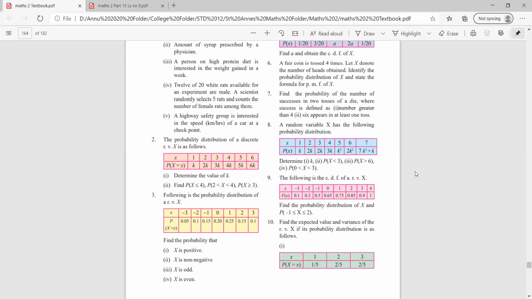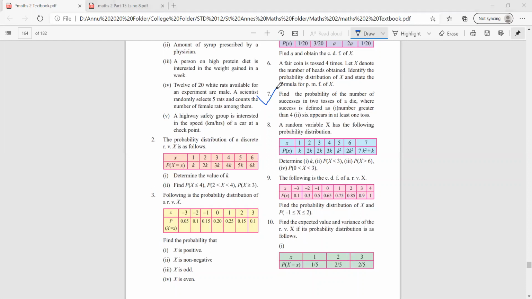So, as you all know, we are solving the miscellaneous exercise of lesson number 8 of probability distributions of Maths 2. We have already finished question number 1 to question number 6 in our previous video. And today we'll be covering the next 6 questions dealing with exercise 8.1. So, without wasting much time, let's begin with sum number 7.